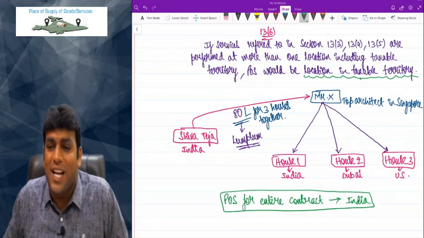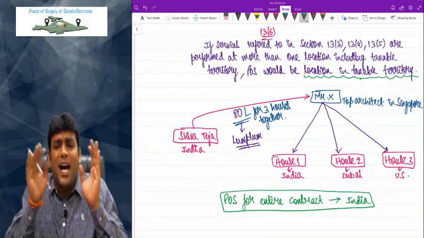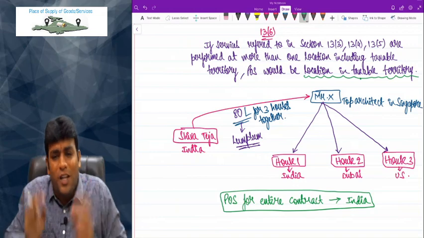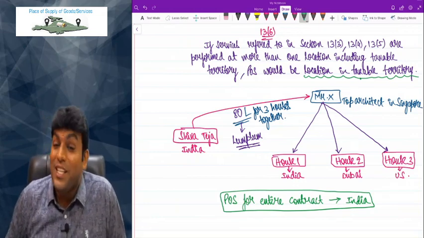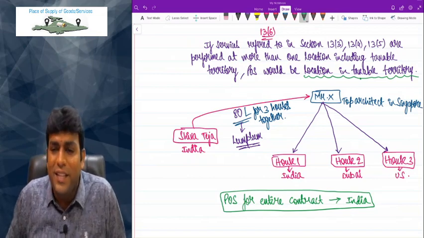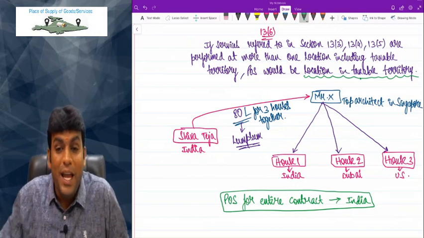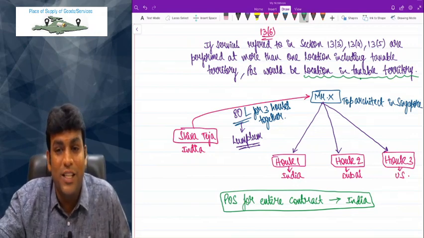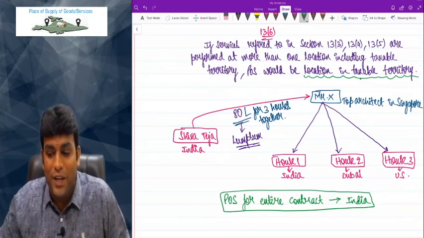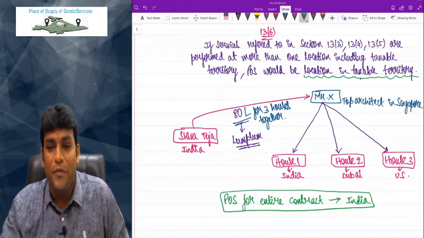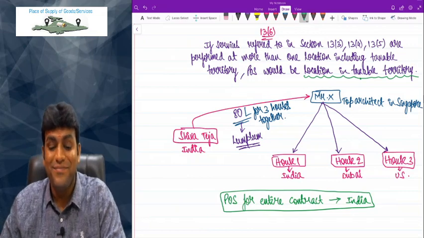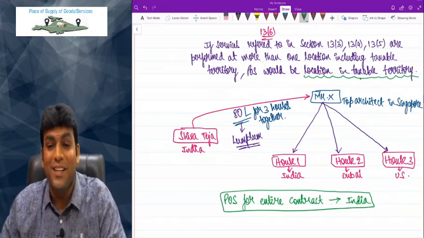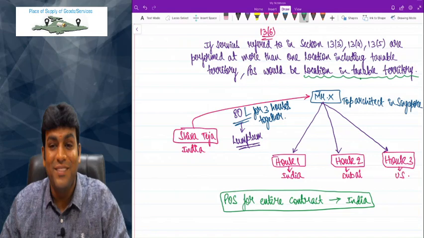Because Mr. X has charged lump sum. If separately they charged and all 3 are separate contracts, then we will not apply this concept at all. This concept will come only when there is one contract, but the service is performed in more than one location. Only then this concept will apply. If not, this concept will not apply at all.